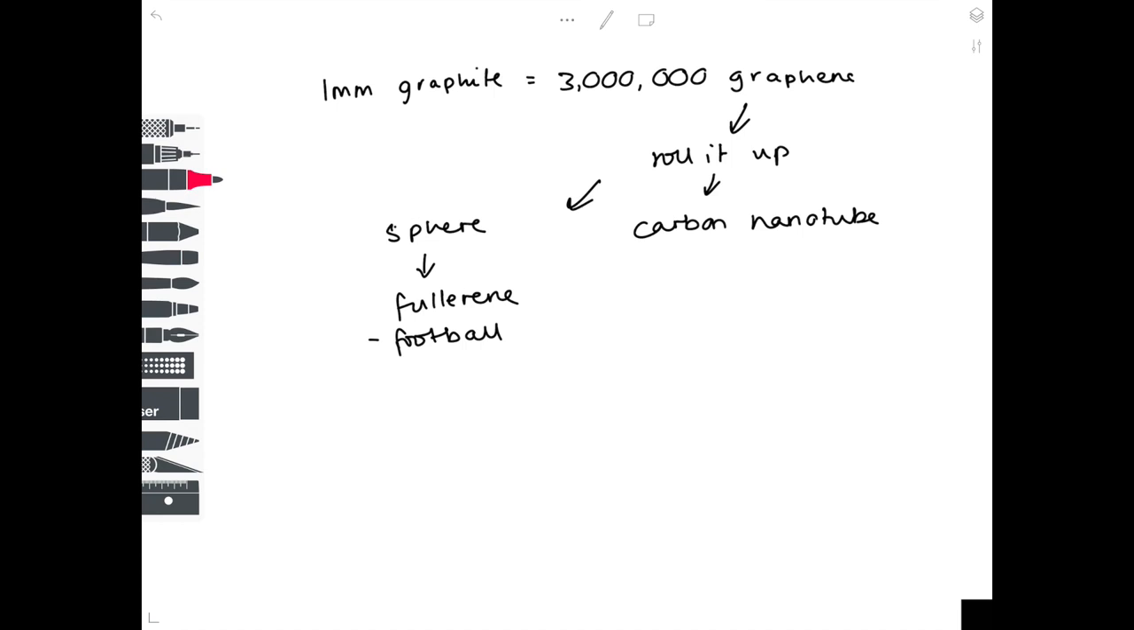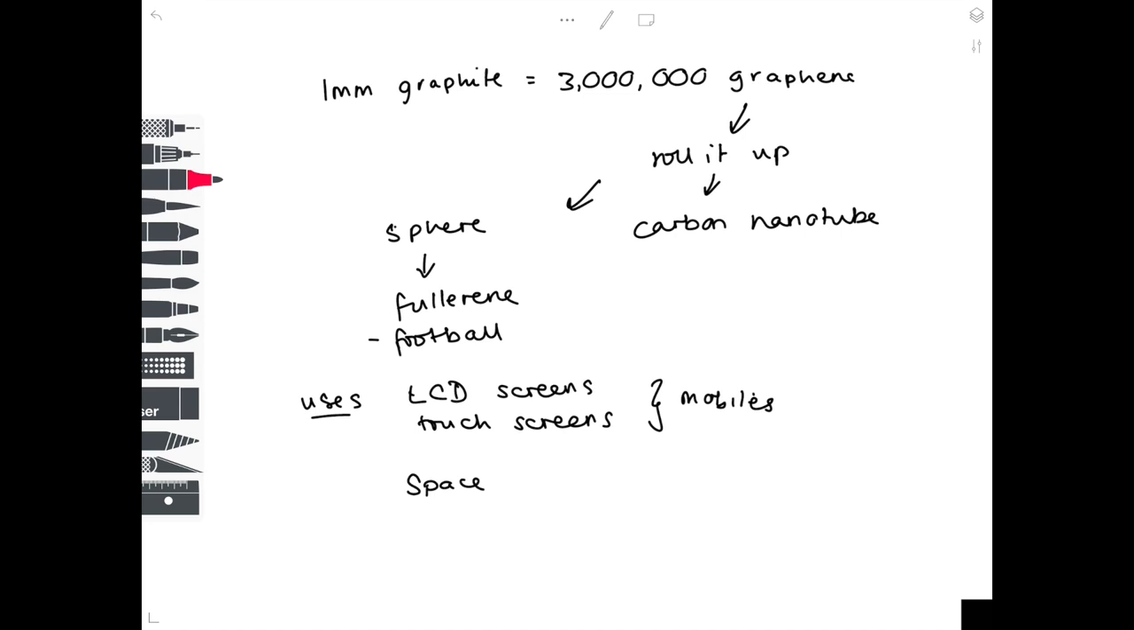Scientists are extremely excited by graphene due to its incredible properties. So it's excellent electrical and thermal conductivity, the fact that it's extremely strong, it's also flexible and can be transparent. And that's why it can be used very widely in technology. So its uses include LCD screens or touch screens in mobiles, and it's also used in space, basically, because of its low weight or its low density, high strength. It makes it very suitable for sending into space.